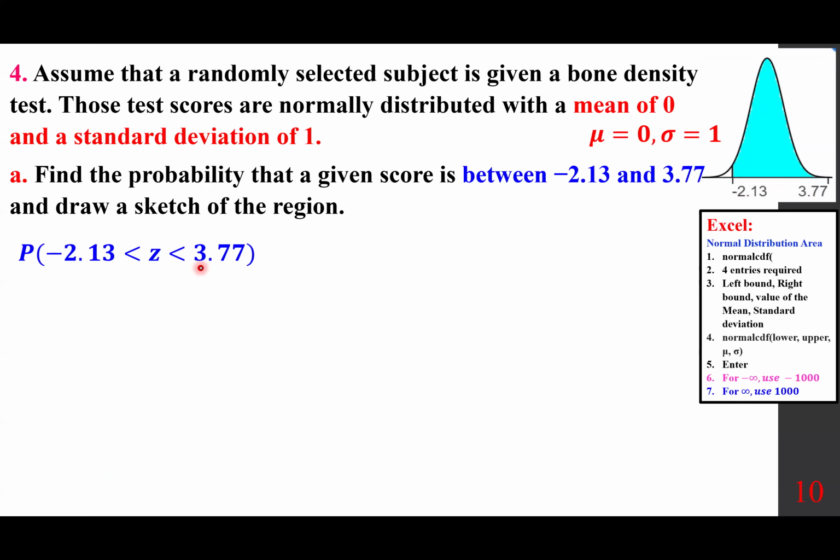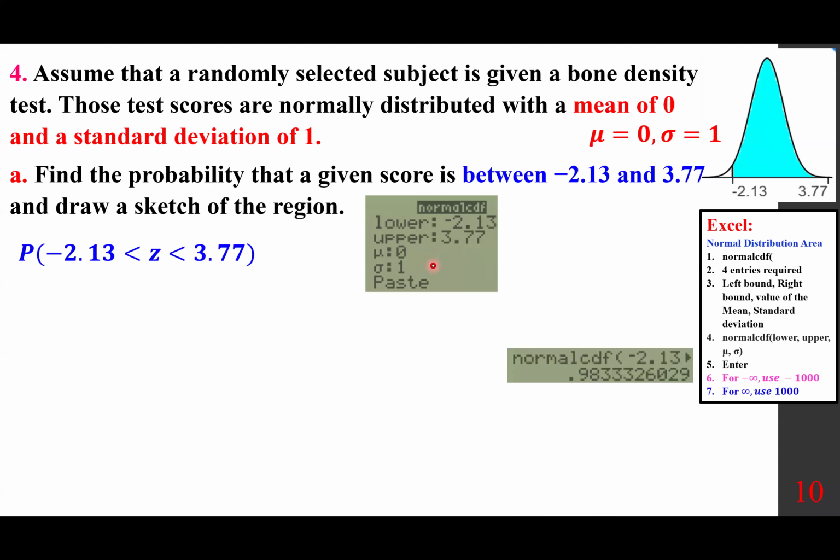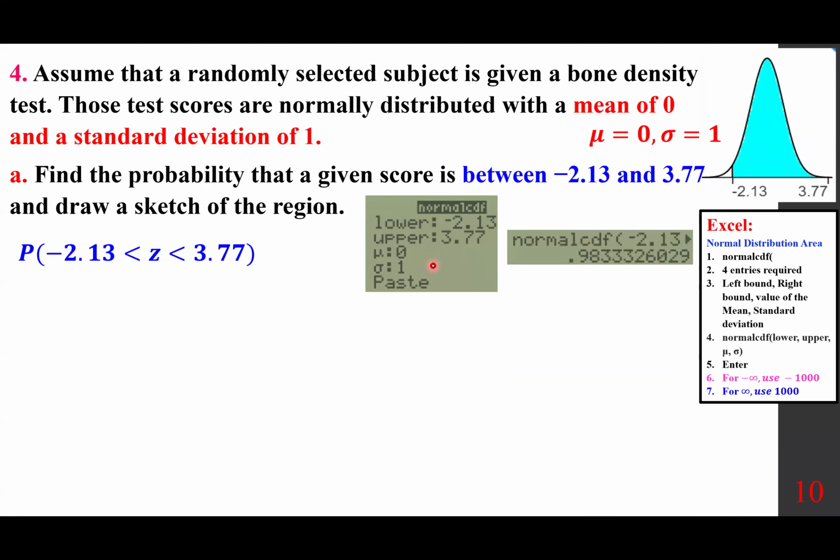And now you can use table or technology. As far as technology, lower is negative 2.13, upper is 3.77, mu is 0, sigma is 1, and it will give you the answer. And however many decimals, for example, if I stop at the fourth decimal, since next to it is 3, it doesn't change, it remains unchanged. 0.9833 is the final answer.